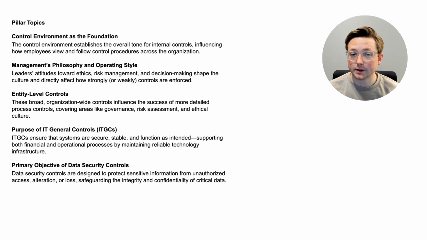Now let's talk about the purpose of IT general controls. ITGCs ensure that systems are secure, stable, and function as intended, supporting both financial and operational processes by maintaining reliable technology infrastructure. And then finally, the primary objective of data security controls, this has to do with IT general controls. Data security controls are designed to protect sensitive information from unauthorized access, alteration, or loss, safeguarding the integrity and confidentiality of critical data.